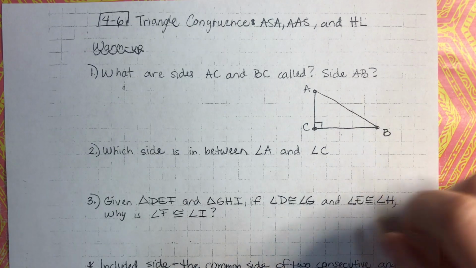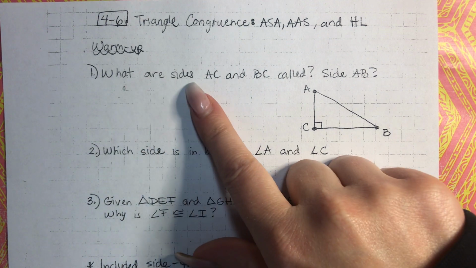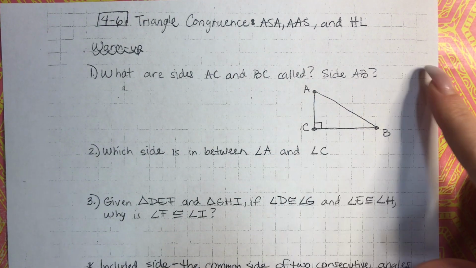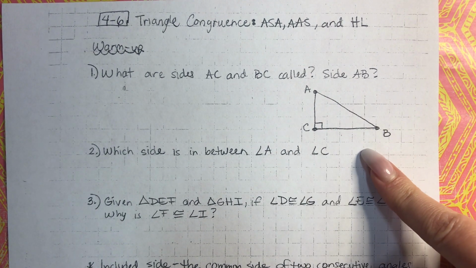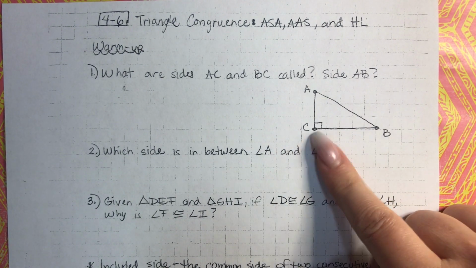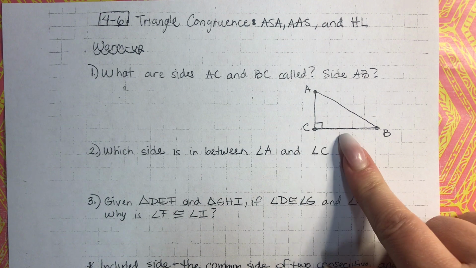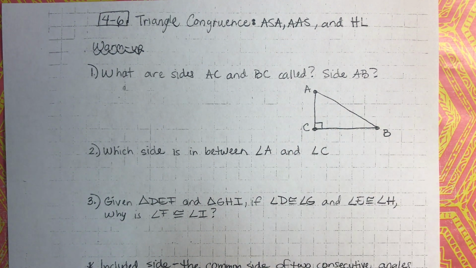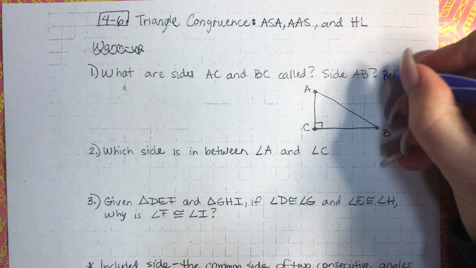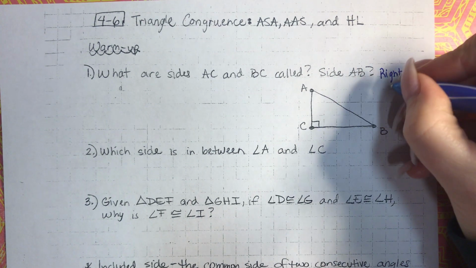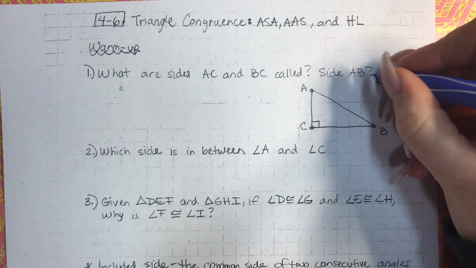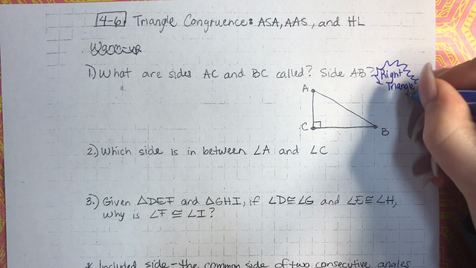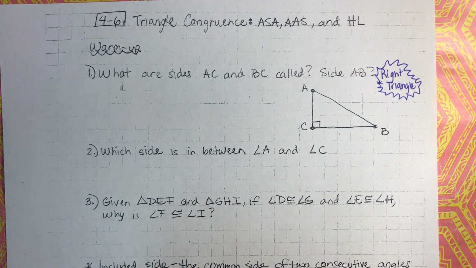Okay, let's see how you did on the first one. What are the sides AC and BC called, and side AB? Ooh, what do you notice about this triangle? This is a right triangle because it has that 90 degree angle here. Whenever you have a right triangle, all of the sides have special names, but only with right triangles.